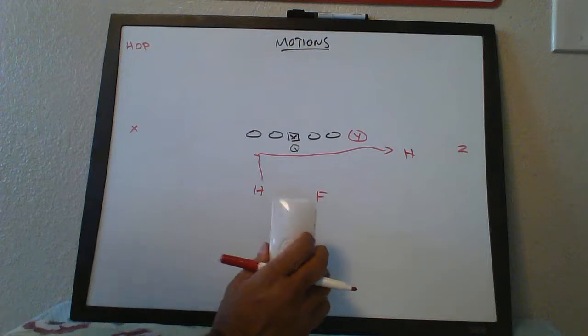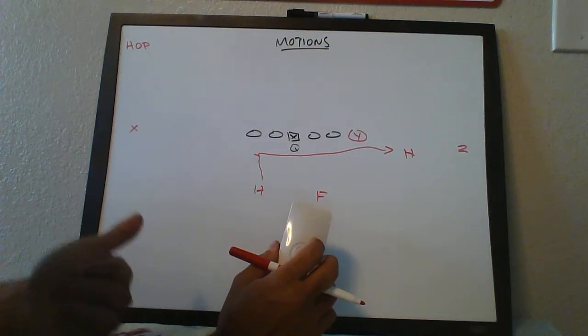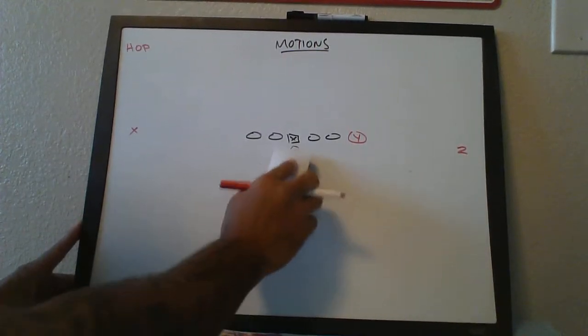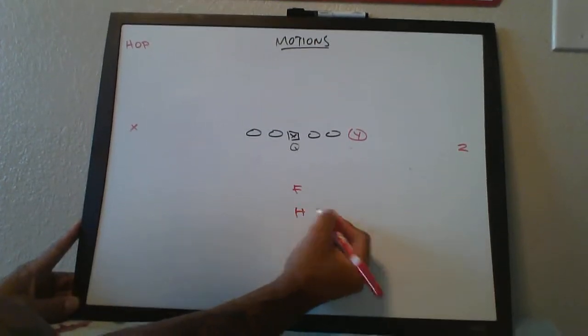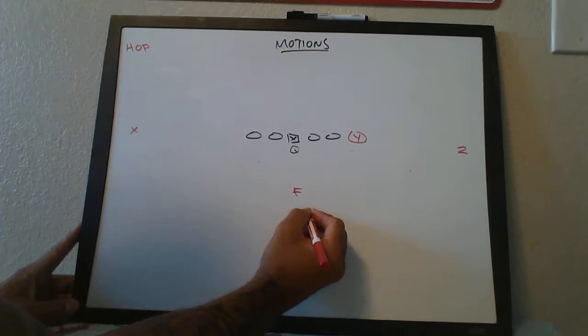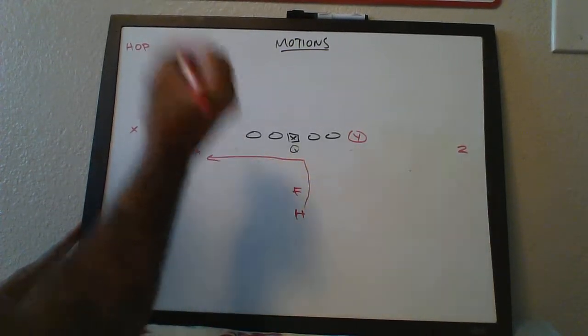So in a play call, we'll have our formation and then a motion after, which we call green right, hop left. So it's a green right formation, and the H-back will hop to the left into the slot.